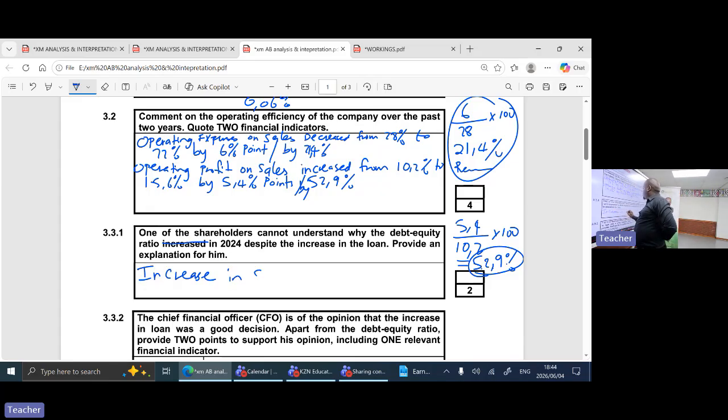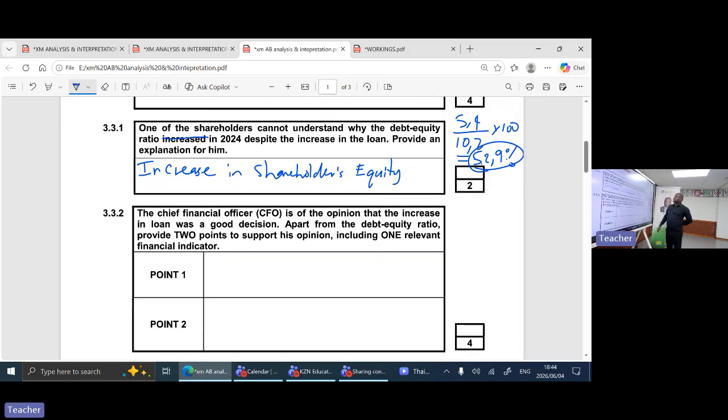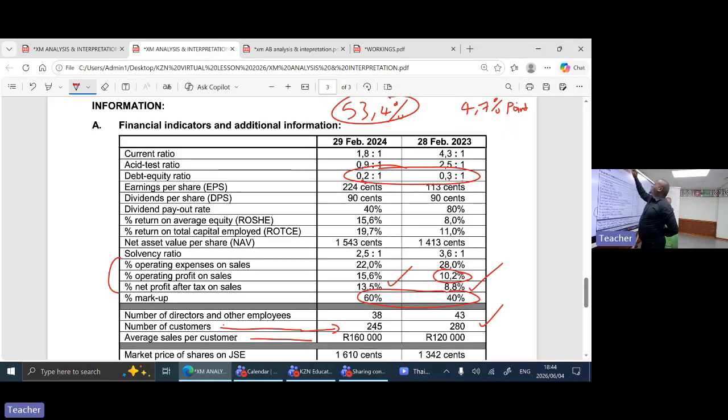Increase in shareholders' equity. All right, the increase in shareholders' equity may be the reason why the debt equity ratio decreased despite the increase in loan. Yebo, so kunyuke ubani equity the loan futhi yanyuka nayo, so okwenza ukuthi ke debt equity ratio wethu ashone phansi. Okay, moving on to the next one.